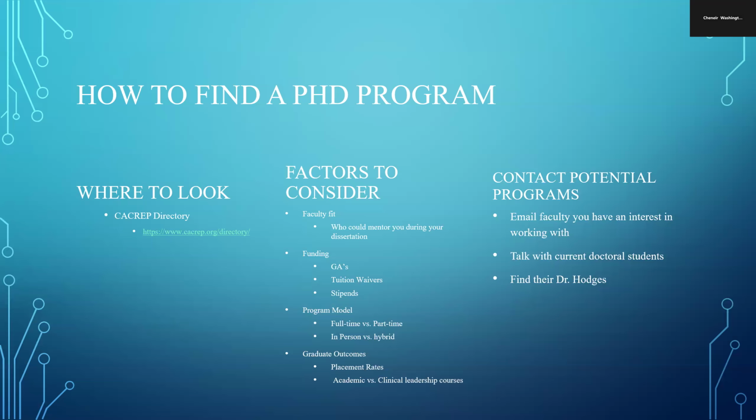Graduate outcomes. I was just thinking about it now, I should have added that, but there's a little section, I think it's called something in outcomes. It tells you all of the different placements and the graduation rates of the program. So you want to find a program that is placing people into academic and clinical leadership roles at a high rate so that you can get your practicum and internship hours and things like that. Those placement rates are very important.